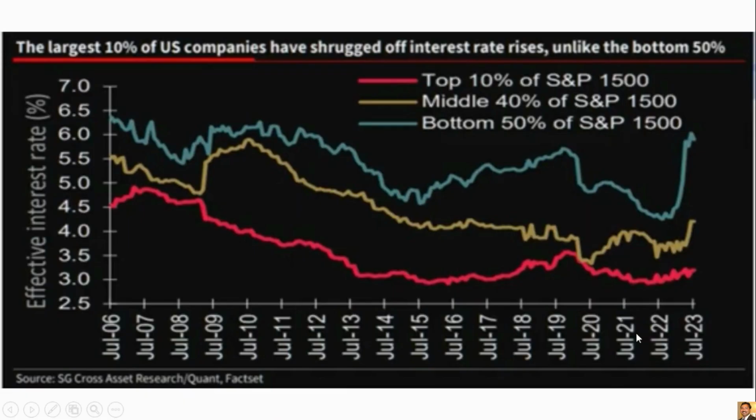And this is another one. The largest 10% of US companies have shrugged off interest rate rises, unlike the bottom 50%. As we see, interest rates went up crazily in the last 13 months. But the top 10% can handle that, and the remaining 50% are highly dependent on interest rates. So high interest rates put a lot of pressure on a lot of stocks in the S&P.